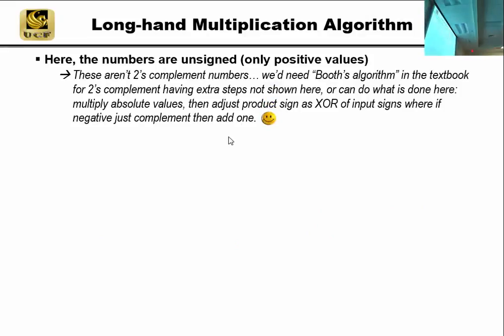The values that we're using here are not 2's complement for right now. You make it 2's complement later. So let's start with the unsigned binary case. You're going to say, well, suppose I want to do signed. There are some ways to do it. There's something called Booth's algorithm. I don't hold you to that because it's actually making it complicated. There's an easy way to handle positive and negative numbers.